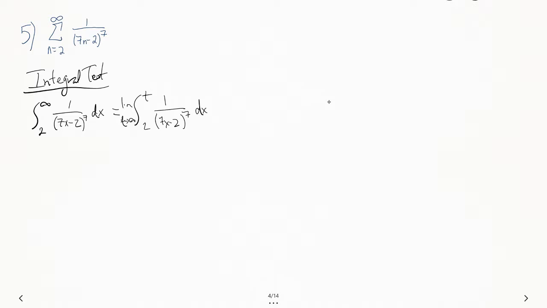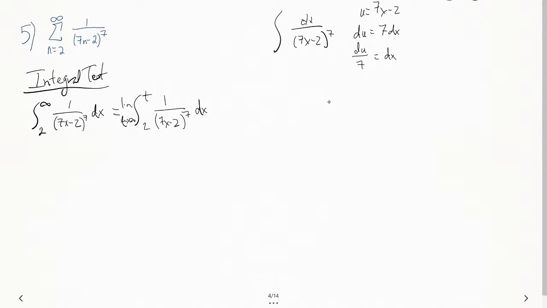So yeah, taking a look from here, where do we go? Well, you have this 1 over 7x minus 2 raised to the 7th power. If we're going to integrate that, what we need to use is a u substitution, so I'll do that separately. If we let u equal 7x minus 2, du equals 7 dx. So du over 7 equals dx.